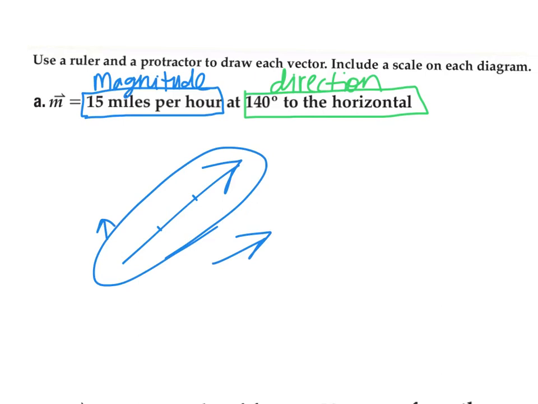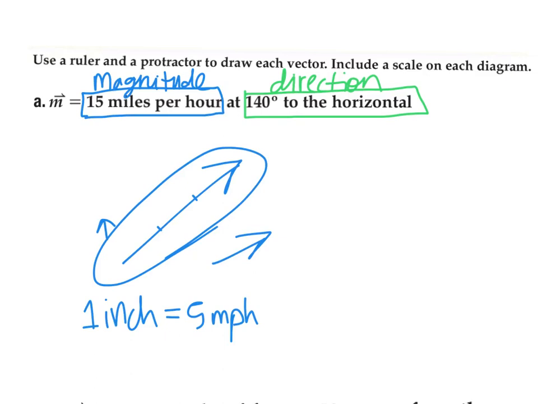So I could include a scale, and my scale would say 1 inch is going to equal 5 miles per hour. Then when you have the whole thing, now it's 15 miles per hour. But there's no magic way to do it. There's no formula way to do it. You basically just draw a line, and then you can kind of create whatever scale you want to create. You can say 1 inch is 5 miles per hour.